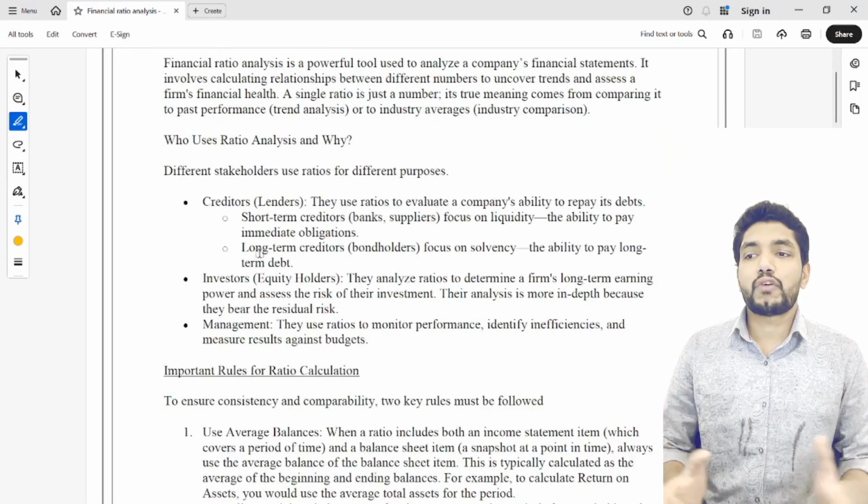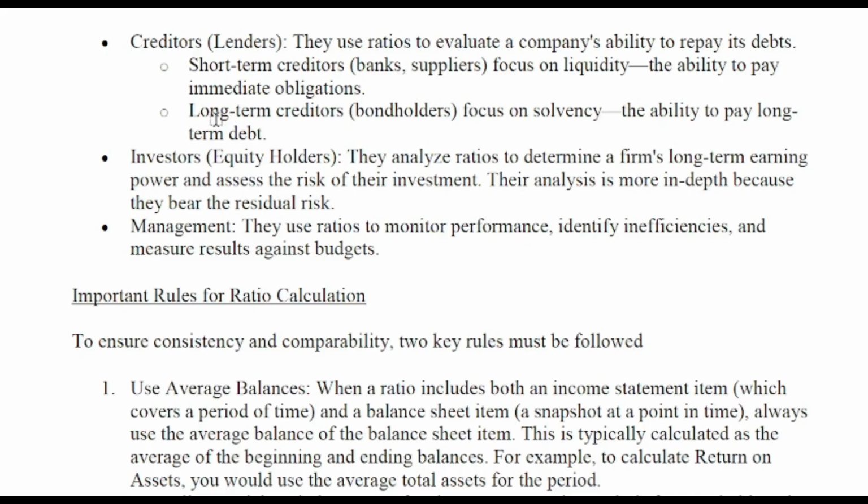There are different stakeholders for financial ratios, like creditors, investors, and management. For creditors, it is important to evaluate the company's ability to repay its debt and its liquidity. Even for long-term creditors like bondholders, they are focused on solvency and the ability to pay the company's long-term debt. For investors, it is very important to assess the company's performance, the firm's long-term earning power, and the risk of their investment. This analysis is more in-depth because they bear the residual risk.